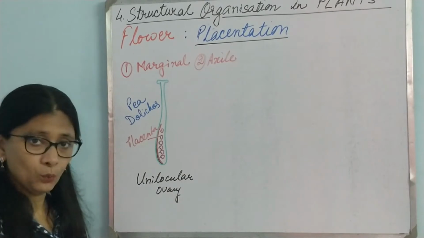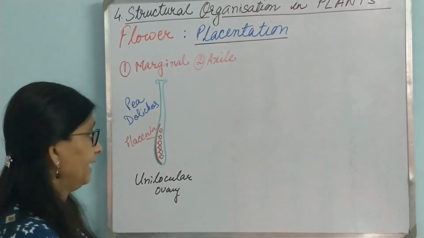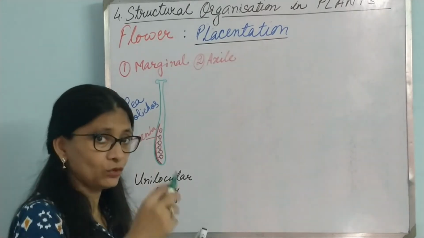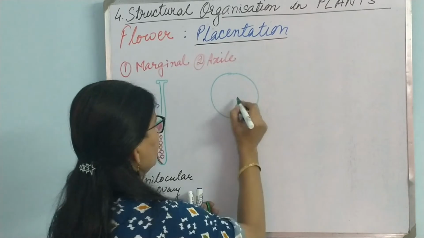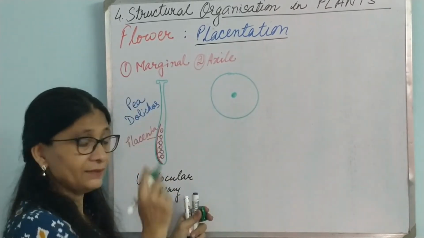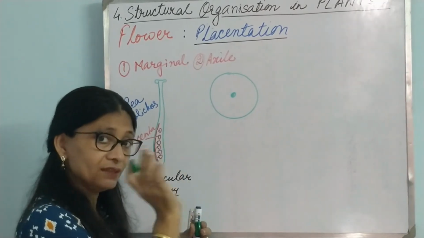Axile. The word comes from the word axis, and axis means central part. Axis of the earth, remember axis of the earth. Axis means the central part. That means in axile placentation, the placenta will be somewhere in the central part.